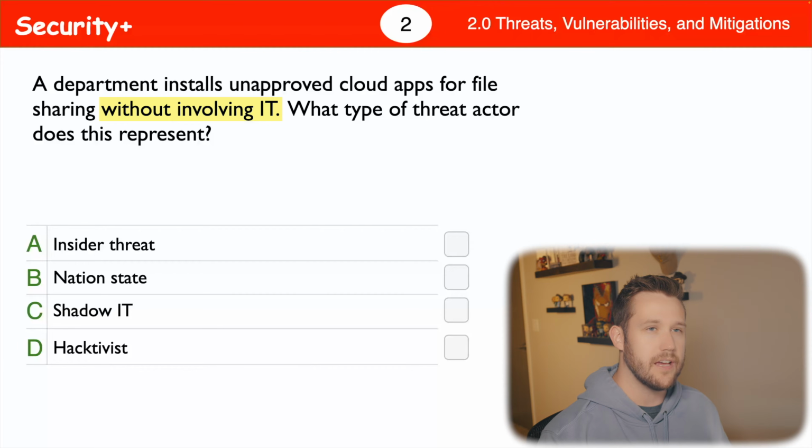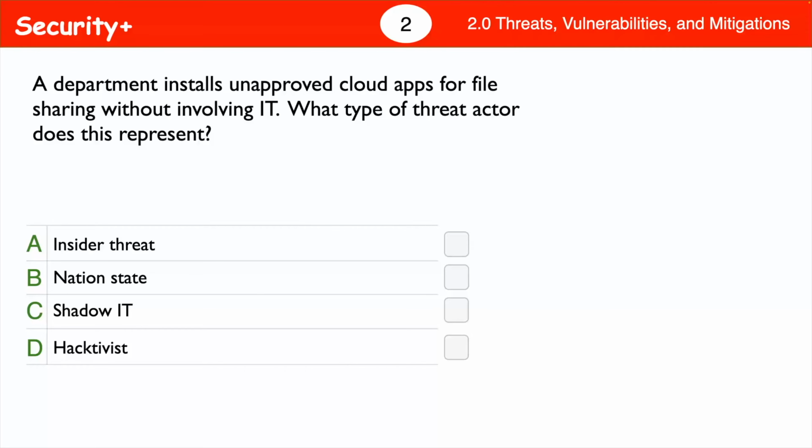Now, this shows that users are working on their own, and there's a specific type of word for this, which is the answer, obviously. So let's go into the process of elimination now, and we can start with eliminating D, hacktivist. And hacktivists, they are external and pretty much ideologically driven, so we can rule that one out. Next, we can eliminate B, nation state. And nation states are external, well-funded, and politically motivated.